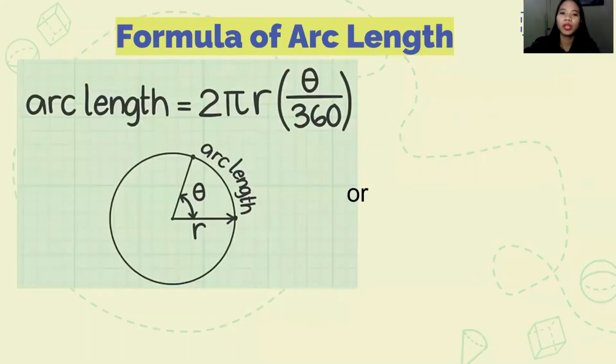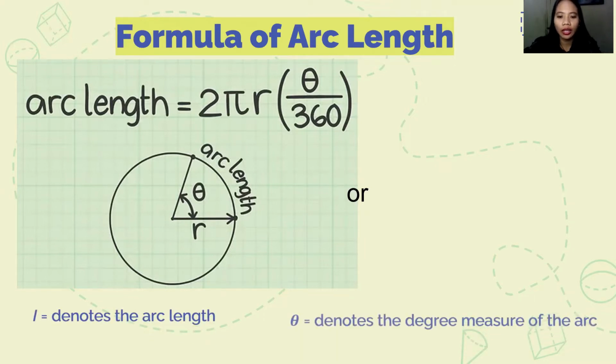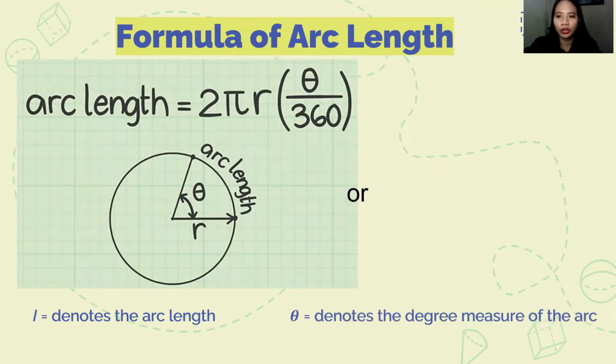So what is the formula of our arc length? Our arc length is equal to 2 pi r times theta over 360 degrees. L denotes the arc length and theta denotes the degree measure of the arc. You can also use this formula of arc length: L is equal to theta over 360 degrees times 2 pi r.